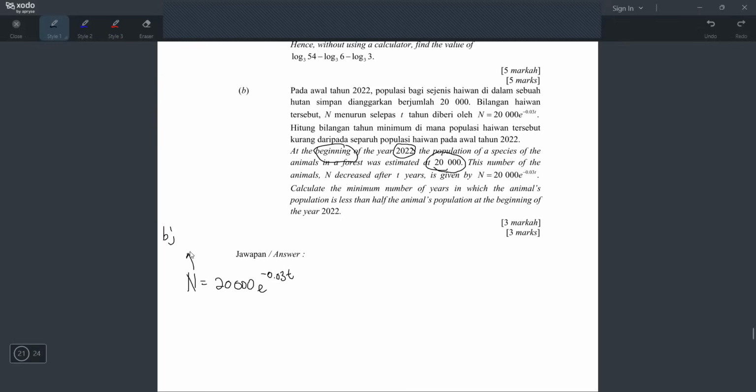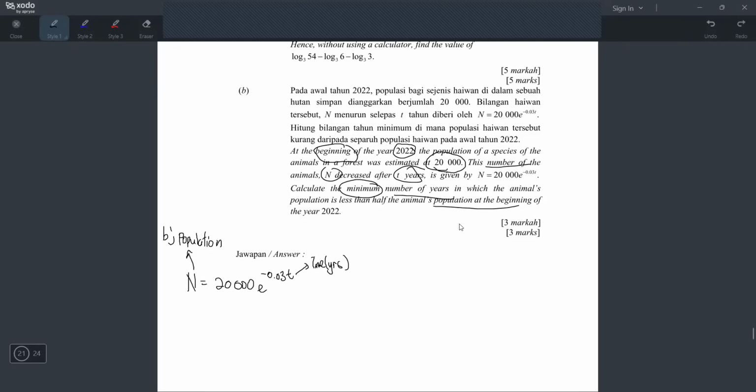Okay, we need to know what n represents and t represents first. N represents population. It means this formula can help us calculate population, and t represents time, calculated in years, right? Because they say after t years, and n is the number of animals, means population lah. So if I want to know population after 5 years, I just substitute the t with 5, and I press the whole thing, then I know the population already. That's what it means.